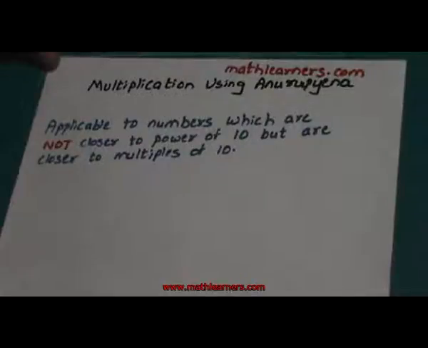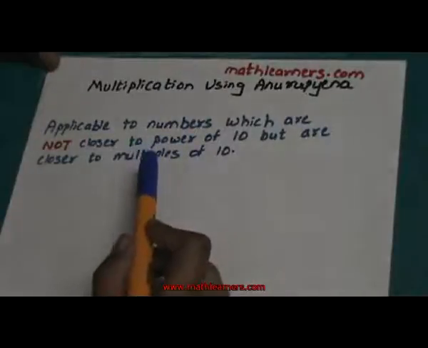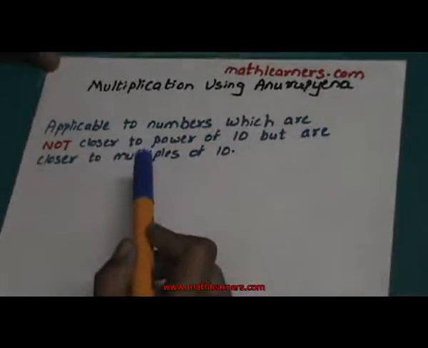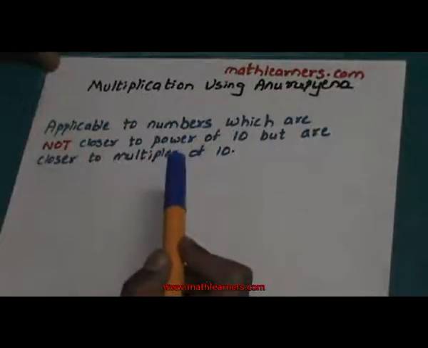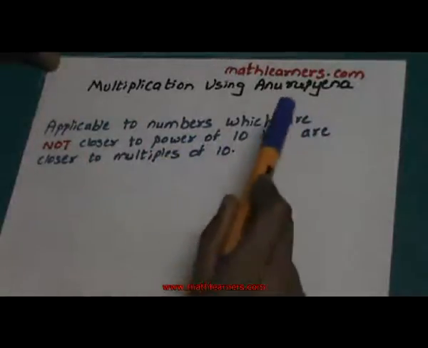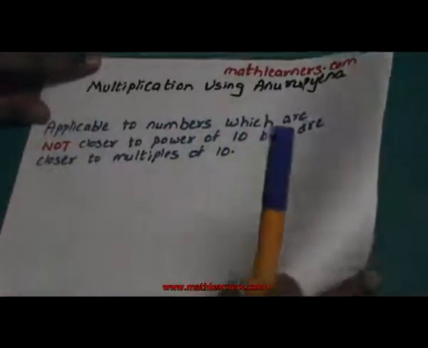In the last video we have seen Nikilam Sutra. Nikilam Sutra can be applied to those numbers which are closer to power of 10. But if the numbers are not closer to power of 10 and are closer to themselves or are closer to the multiples of 10, then we can apply Anurupayana Sutra. Let's take a few examples for that.